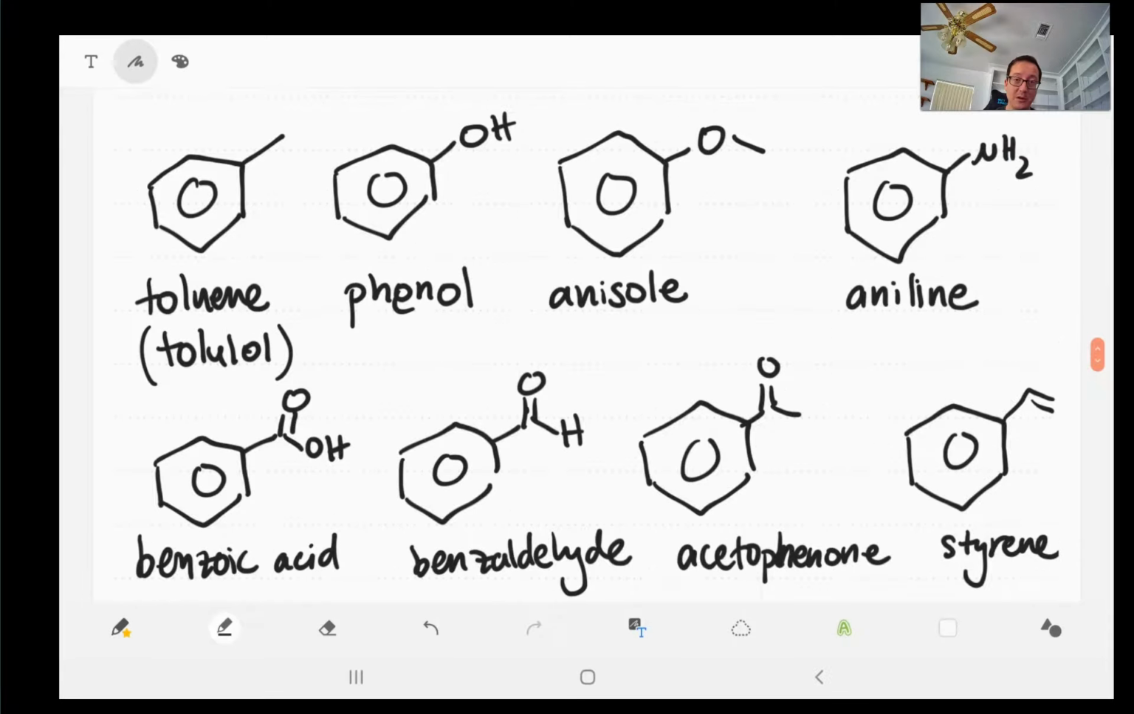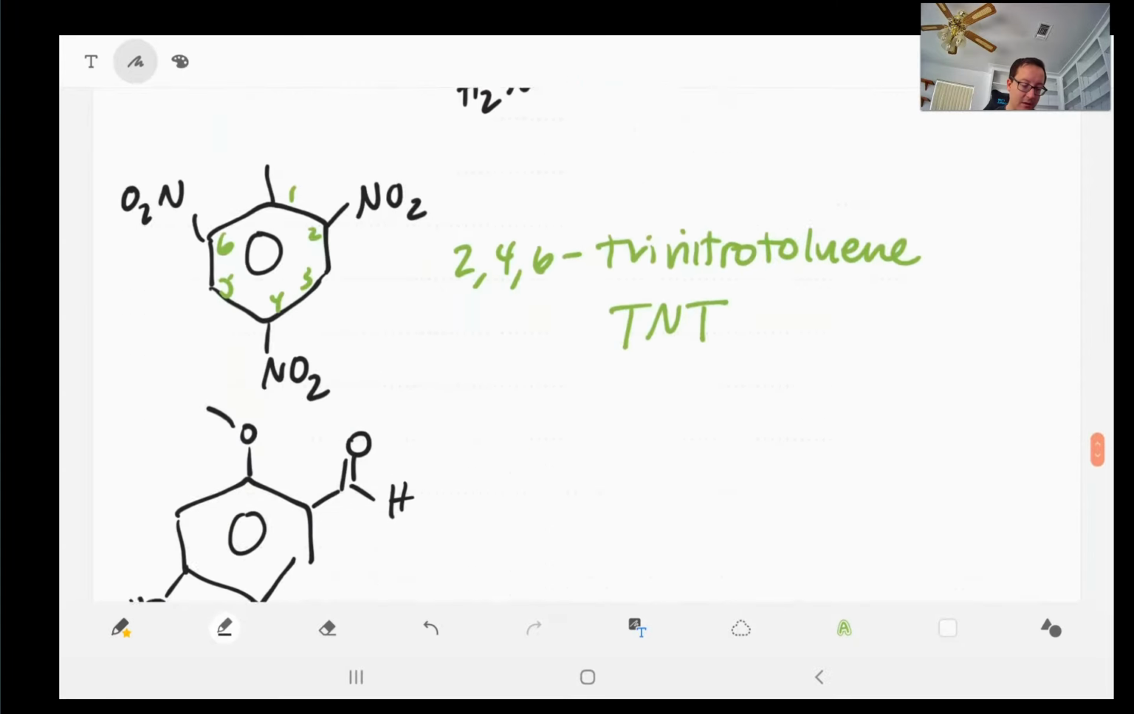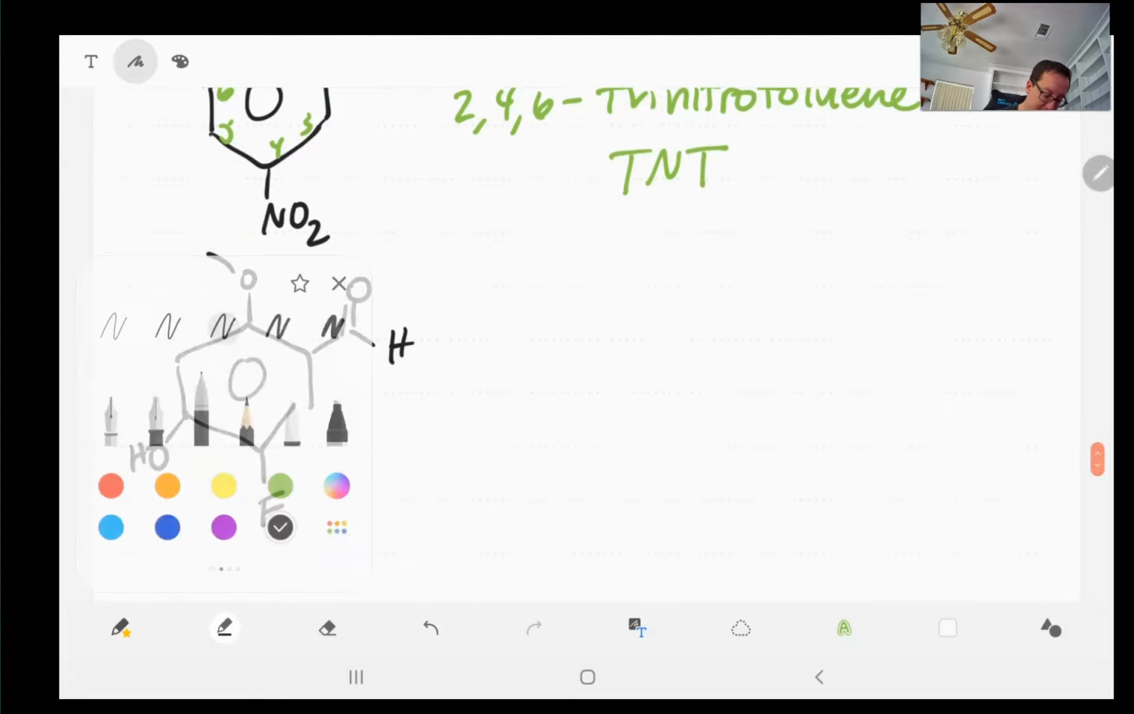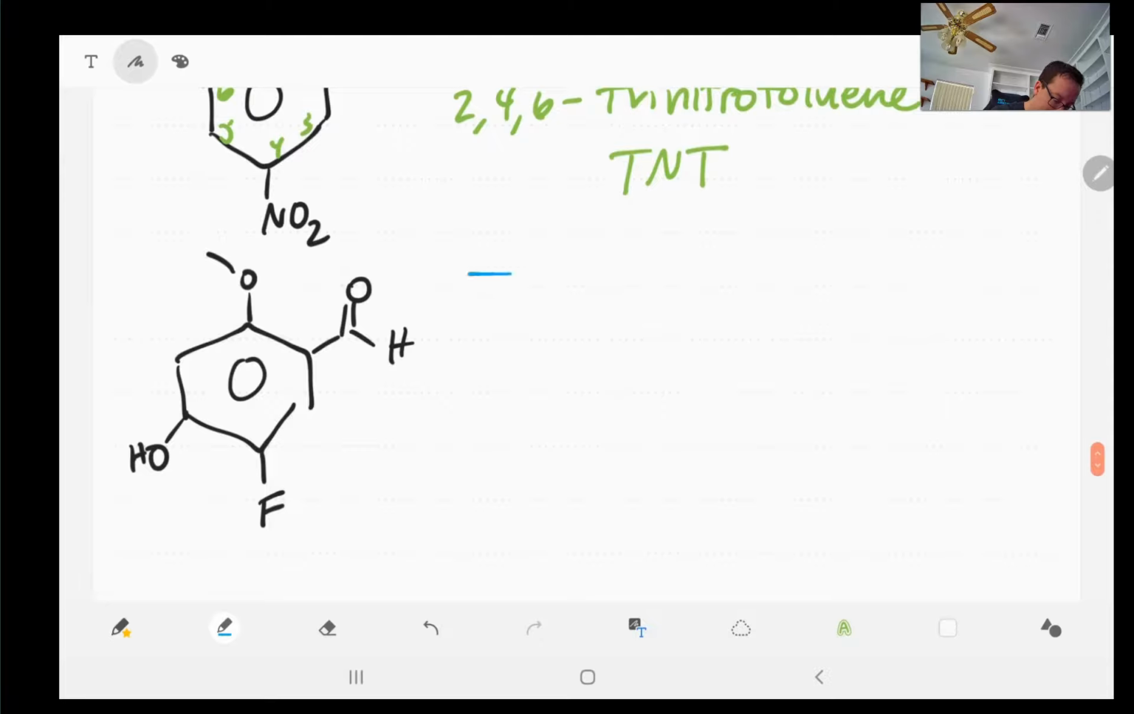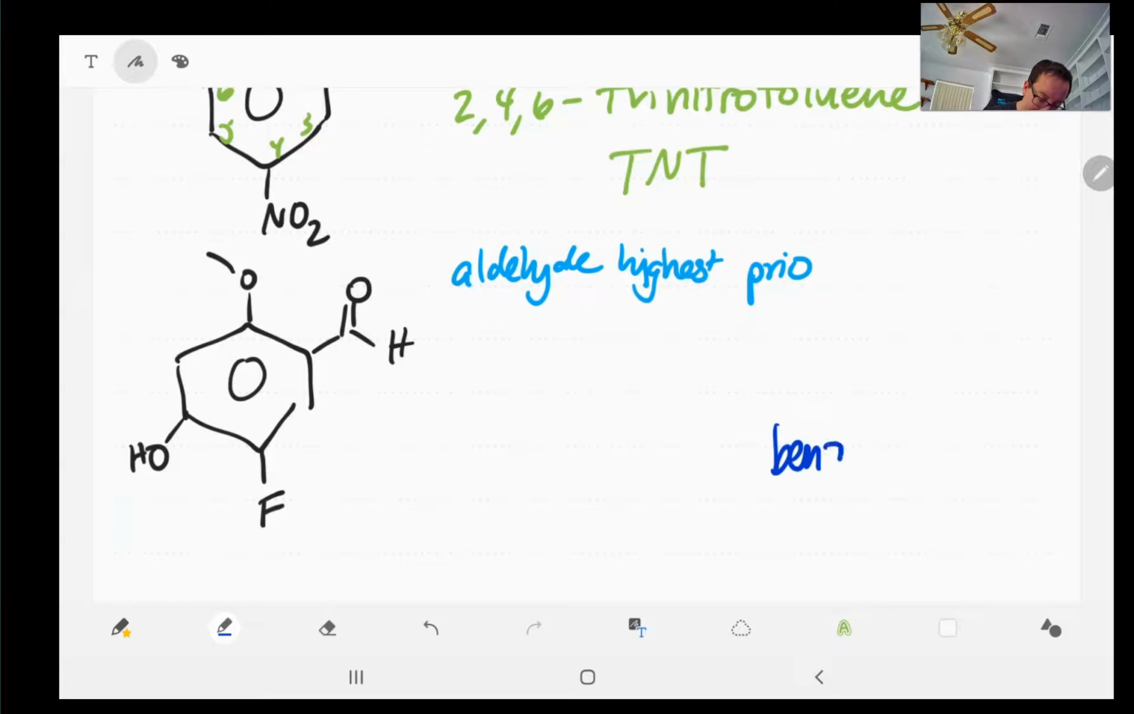So benzaldehyde is going to be our parent name. The aldehyde has the highest priority of these 4 functional groups. I'll write that down. So the aldehyde has highest priority, so that means it's going to be the parent name. So that means benzaldehyde is our parent name. So that means that's also going to be position 1.